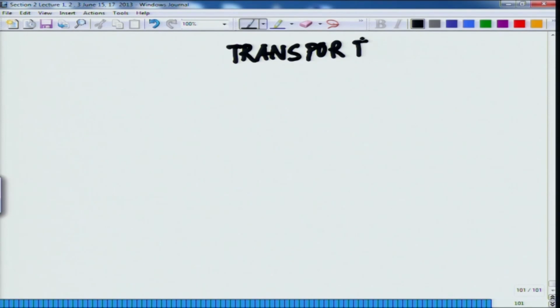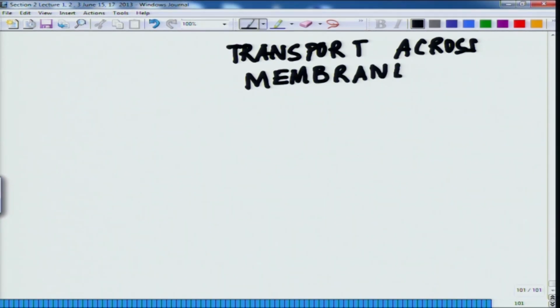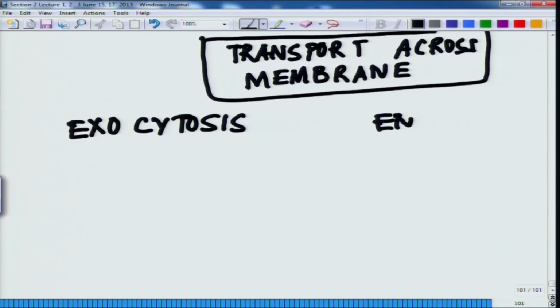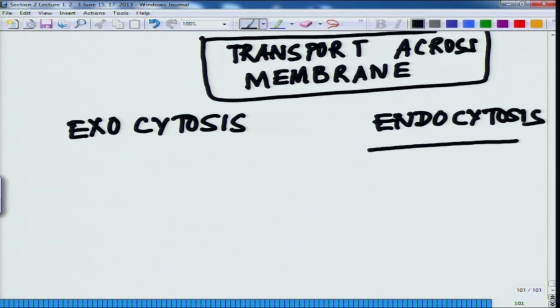Okay. So, now we will again redraw that. Transport phenomena, transport across membrane, under the broad heading, and first we will be dealing with a process called exocytosis. These are some of the key, and endocytosis. What is exocytosis and what is endocytosis?